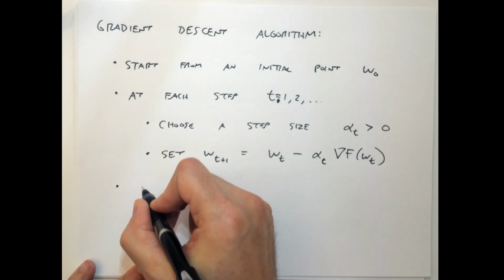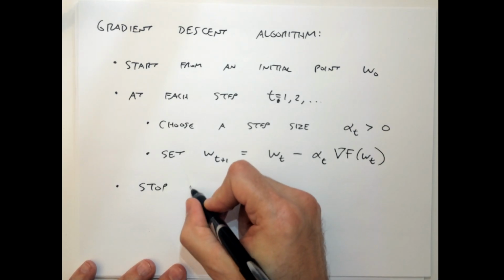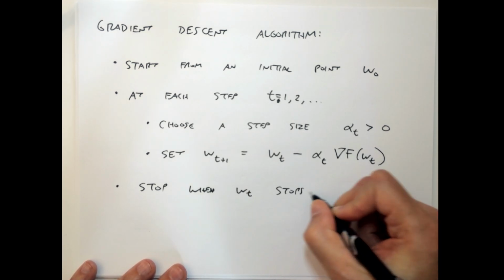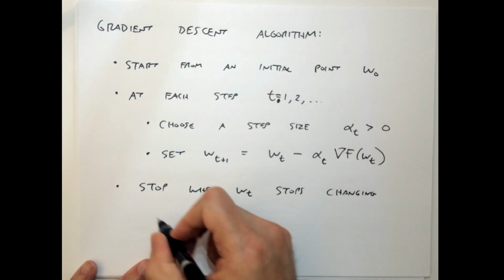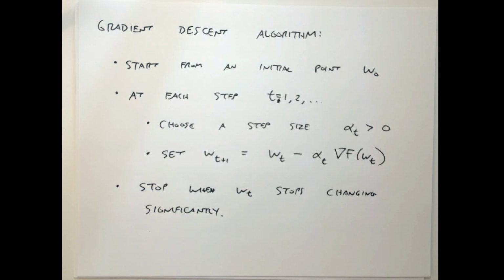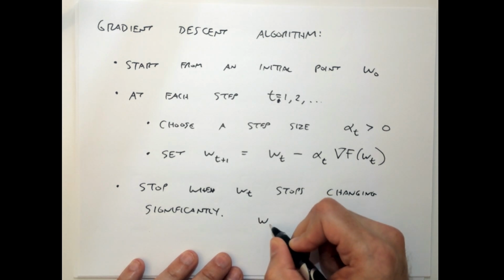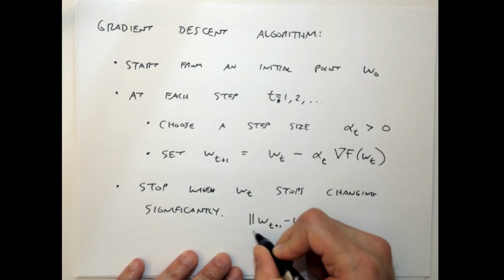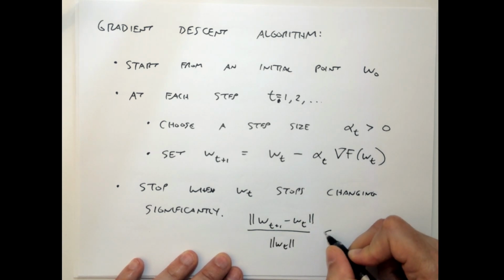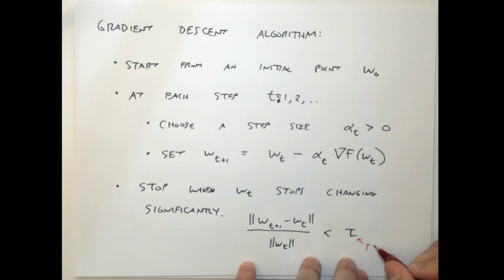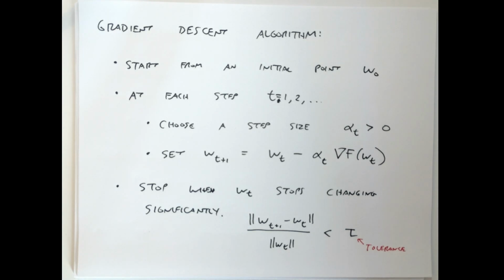And then I basically stop when Wt stops changing significantly. For example, I could say I want the relative difference between adjacent W samples to be less than some tolerance. So I may keep on stepping and stepping, and then eventually I stop.